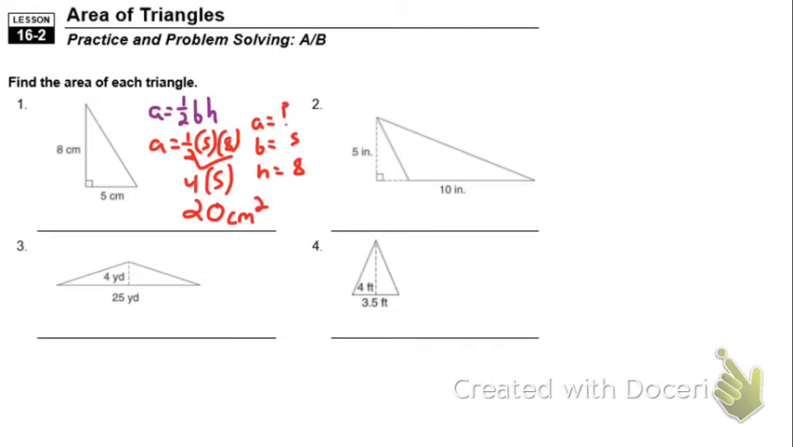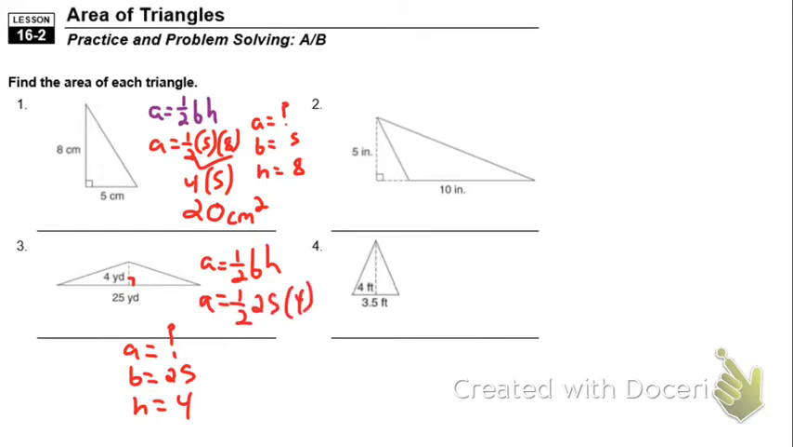All right, same thing here. On number 3, there's our 90-degree angle. So area equals 1/2 base times height. Area equals, base equals, height is equal to 25, 4. Substitute the given values into the formula. So the base is 25, the height is 4, half of 4 is 2, times 25 is 50. So 50 yards squared.